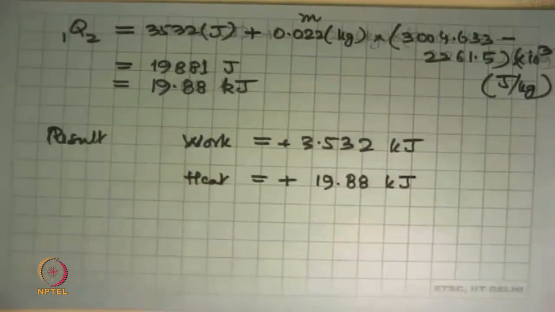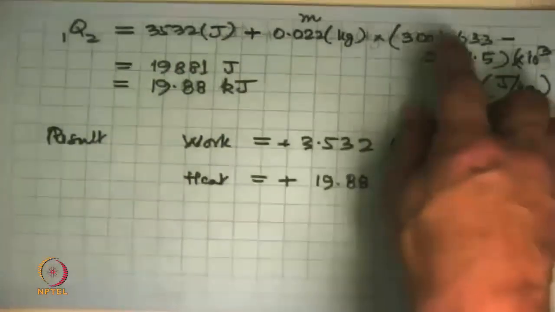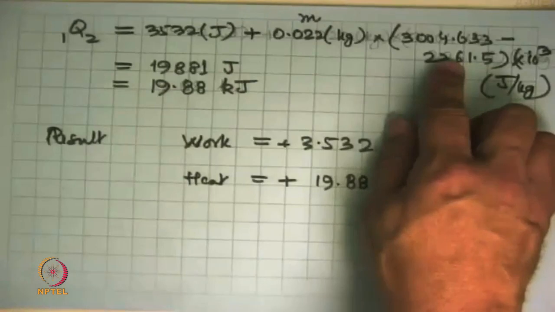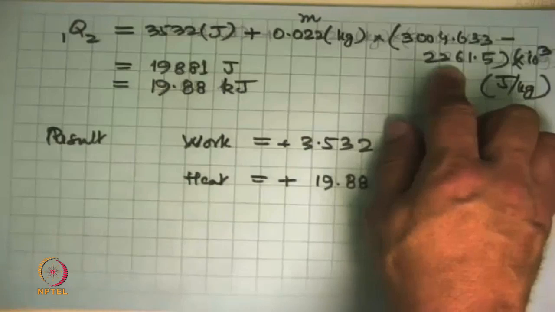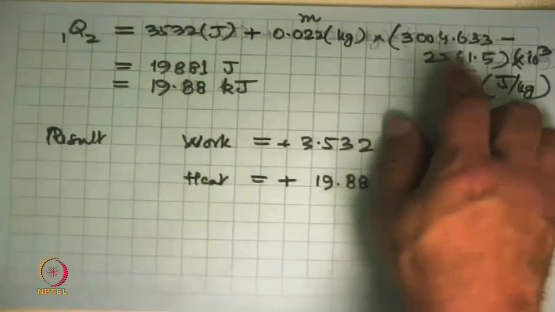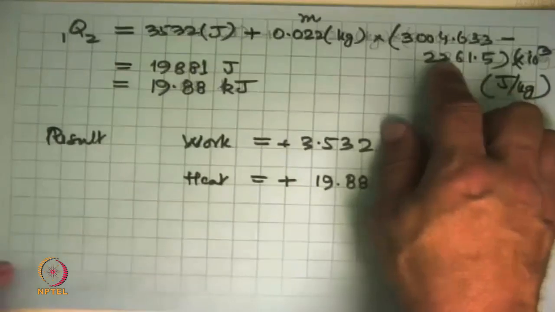A couple of things to think about. Firstly, where did we get this property data from? And we have many sources. You can look up the web. There are online property tables. You can look up one book, it has got property tables, another book that has got property tables. And these numbers could be slightly different depending on the source that you have taken up.